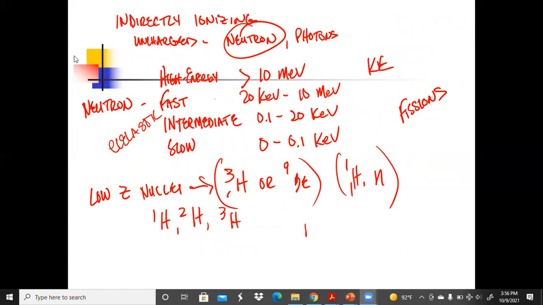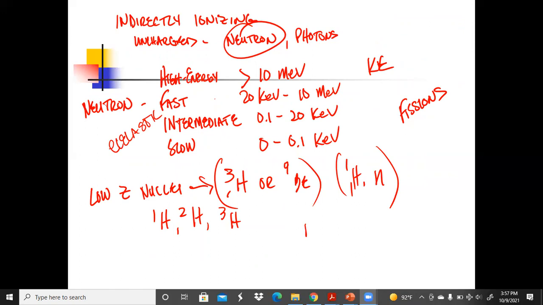Okay, so indirectly ionizing interactions, we have uncharged particles where we have neutrons coming in, we have photons coming in, and they're not the ones doing the ionizing. Rather than actually doing the ionizing, they are causing particles to do it for them.